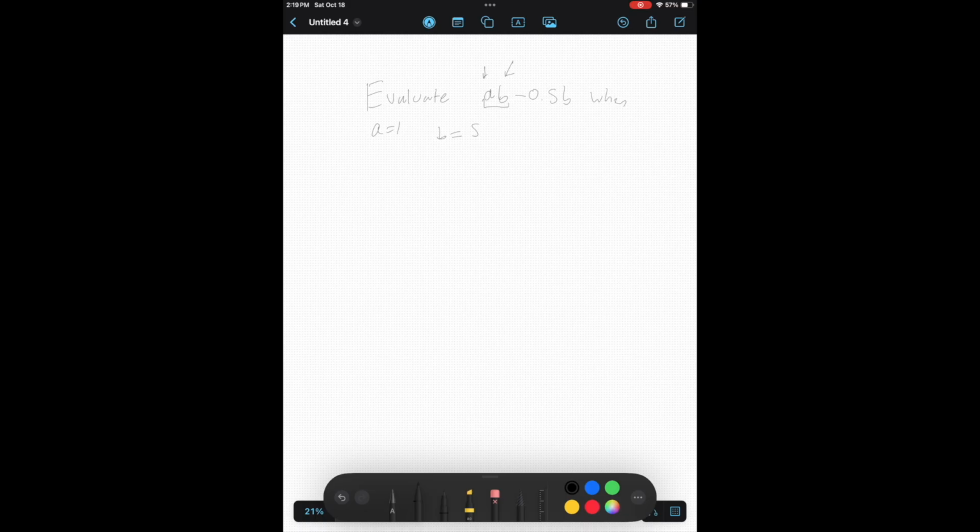So anyway, we plug in 1 for a, and 5 for b, that just becomes that, minus 0.5 times 5. And you'll notice this just becomes a PEMDAS problem pretty much. So 1 times 5 is just 5. 5 times 0.5 is 2.5. 5 minus 2.5 is equal to 2.5. Anyway, there's the answer.